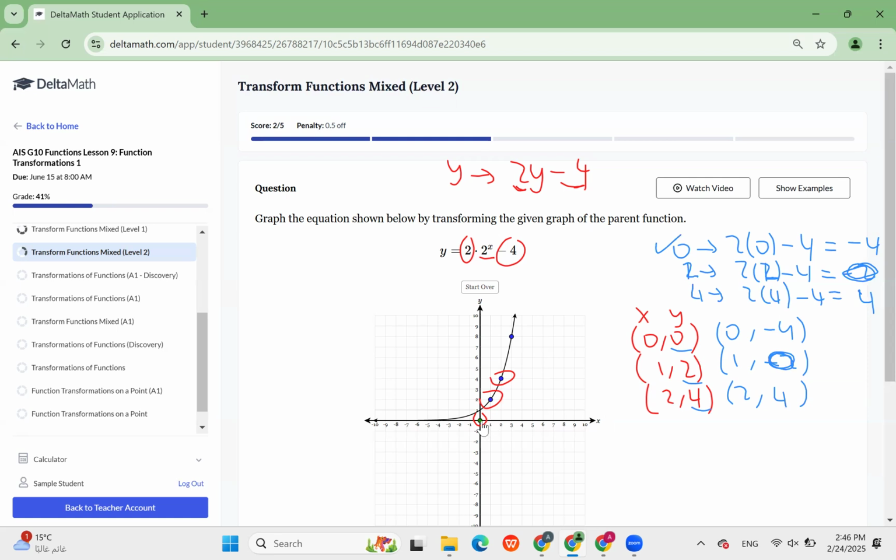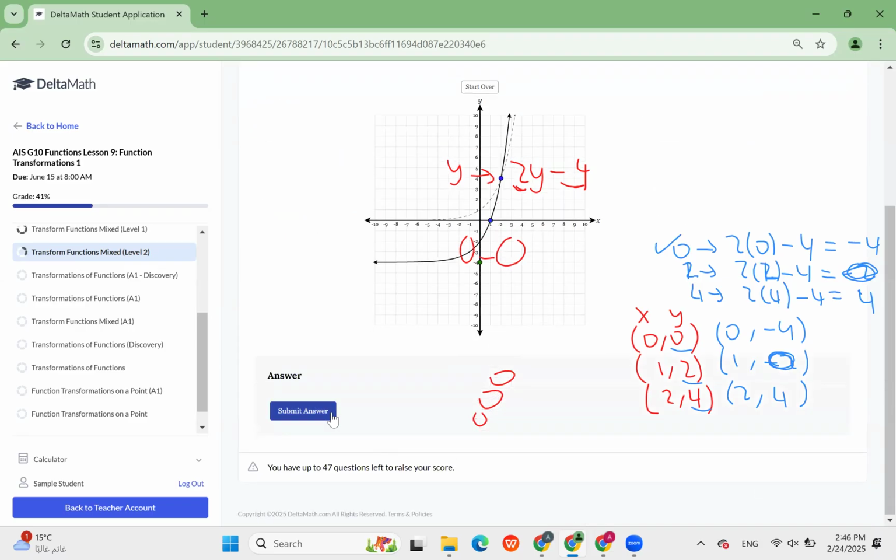So the green dot goes to -4 like this, and then 1, 0, and then 2, 4. And we submit.